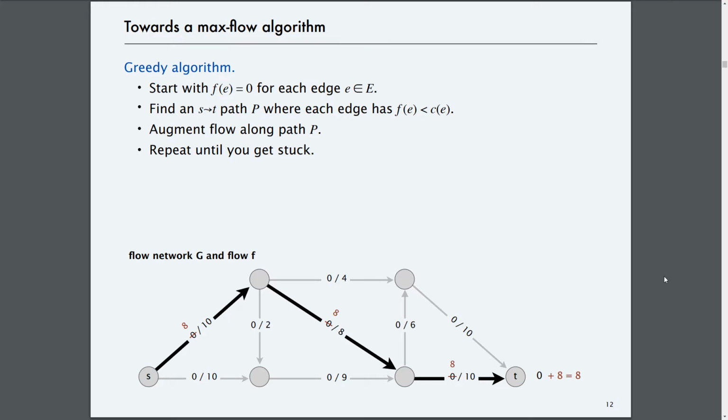So here you find the path. And we see on each edge we have flow 0, so everything is less than the capacity. So we augment the path, and we can augment it by 8 max, because this edge here has 8 capacity, but the others have 10. So we use the minimum here.